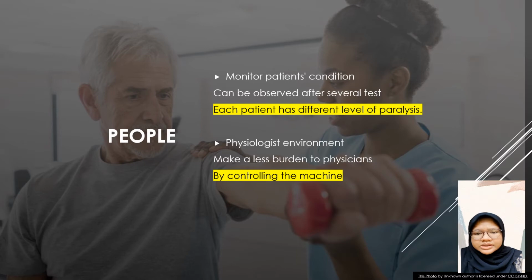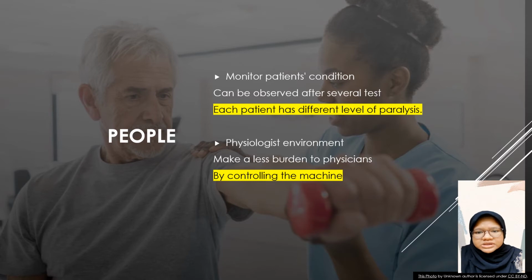The people related to this case mostly come from the rehabilitation department. This department consists of therapists, psychiatrists, physiologists and more. Mostly the people in this department are monitoring the patient's condition. They can begin the monitoring process after doing several tests on the patient. The tests should be done by the people in charge, as they can observe the result immediately. As known, each patient has a different level of paralysis.